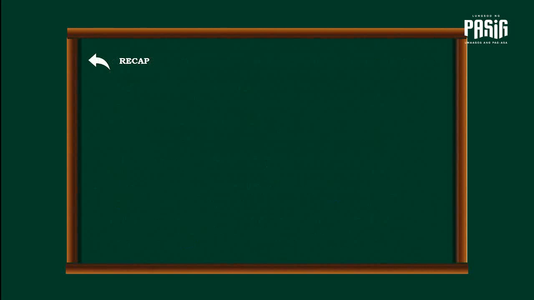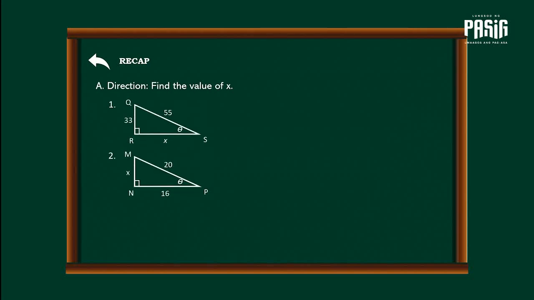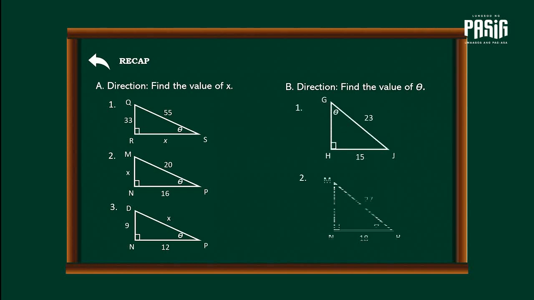In the previous lesson, you were taught how to solve right triangles. Now let us recall solving by answering the following. For part A, find the value of x. And for part B, find the value of theta. You may pause the video so that you may have enough time to answer.